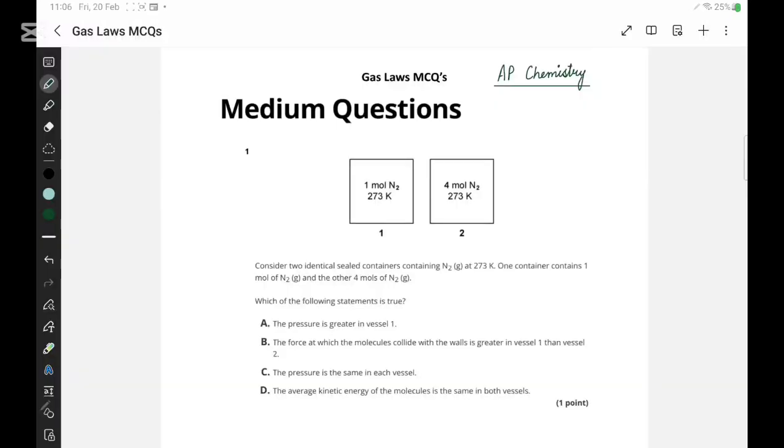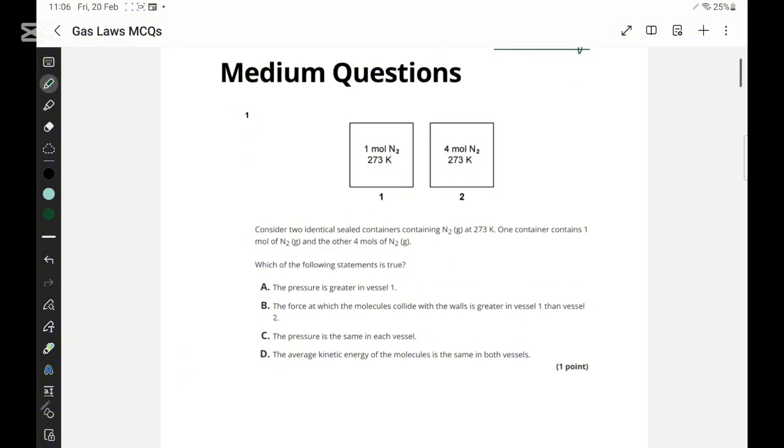We are going to attempt MCQs for gas laws. First, we are going to attempt the medium question. Consider two identical sealed containers containing N2 at 273 K. One container contains 1 mole of N2 and the other contains 4 moles of N2.